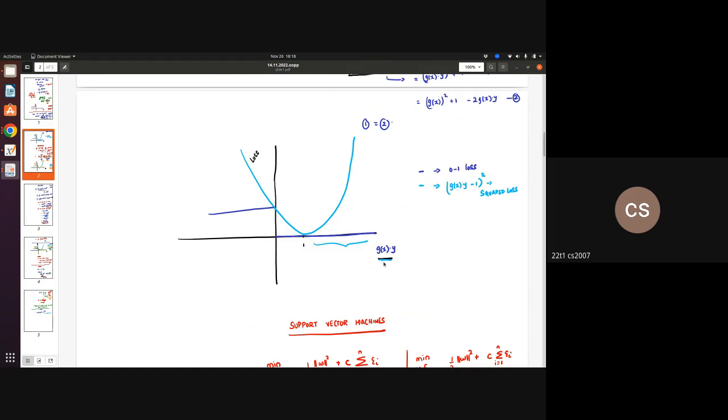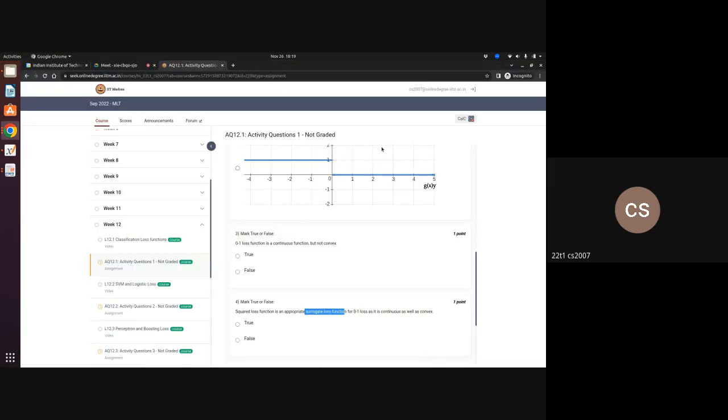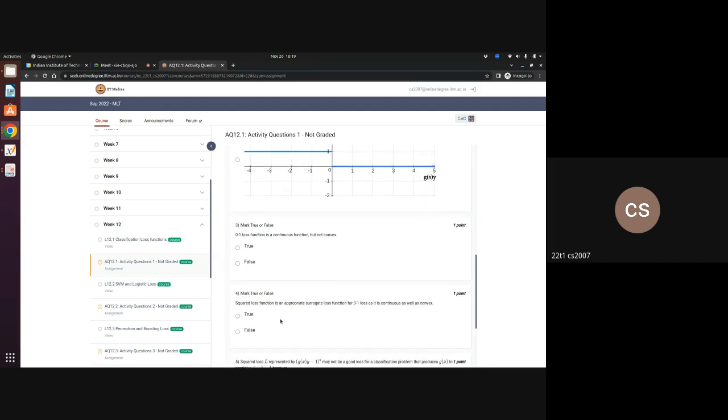When w transpose x into y is equal to 1, there is a 0 loss, which is correct. This is also incorrect if you see. Even in this region, the 0-1 loss says there should be 0 error, because w transpose x into y is greater than 0, positive. This is still fine, it's low. But here in this region, you see this is huge. So even when there is no mistake that the classification algorithm is making, squared loss is giving a huge error. Due to this reason, squared loss is not an appropriate surrogate loss function for the 0-1 loss. So the correct answer will be false.